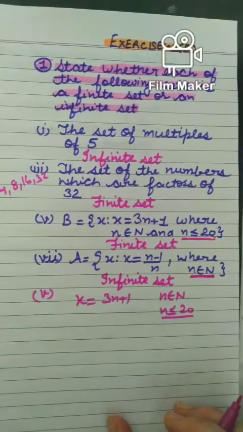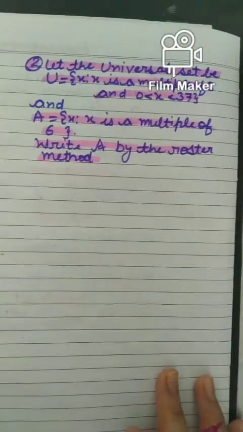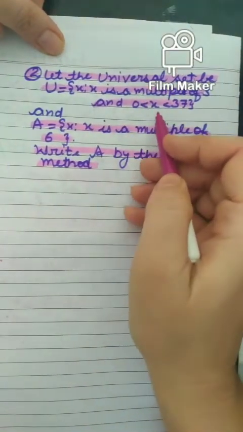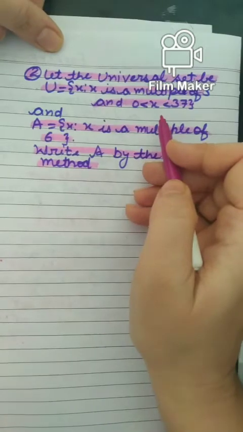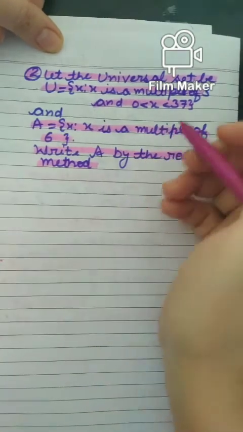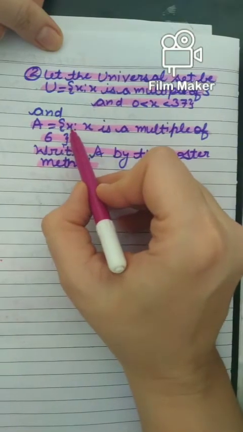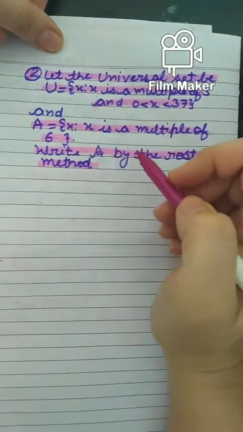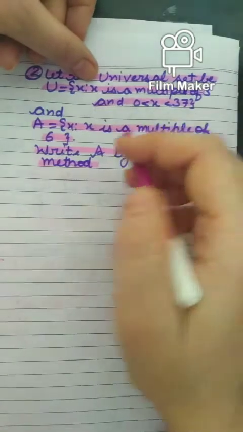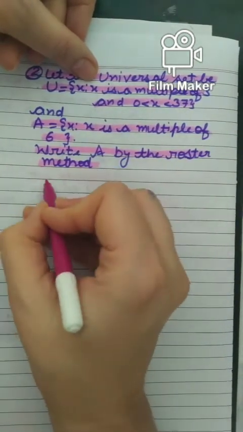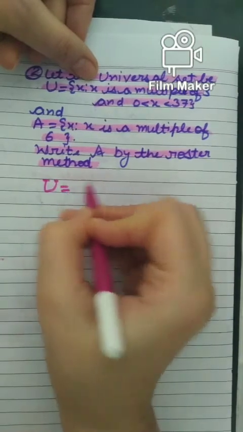Now we are going to start the next question. They are saying U is equal to {x such that x is a multiple of 3 and x lies between 0 to 37}, sorry. And A is a set in which we have x such that x is a multiple of 6. But I have told you the universal set is the biggest set which contains all the sets under consideration. So first I will write what are the members of the universal set.